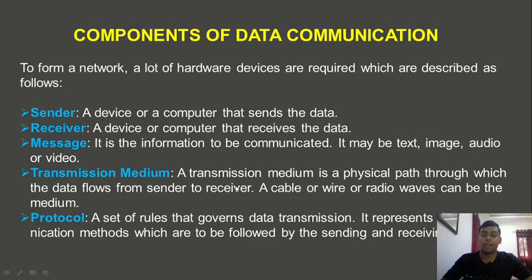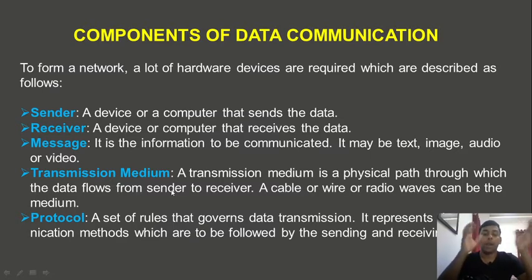Transmission medium is a physical path through which the data flows from sender to receiver. A cable or wire or radio can be the medium. Transmission medium means, of course, there will be two ends, sender end and receiver end, source and destination. The sender sends some data to the receiver, and in between there must be a medium. A medium can be of two types: wired medium or wireless medium, or we can say guided medium or unguided medium.